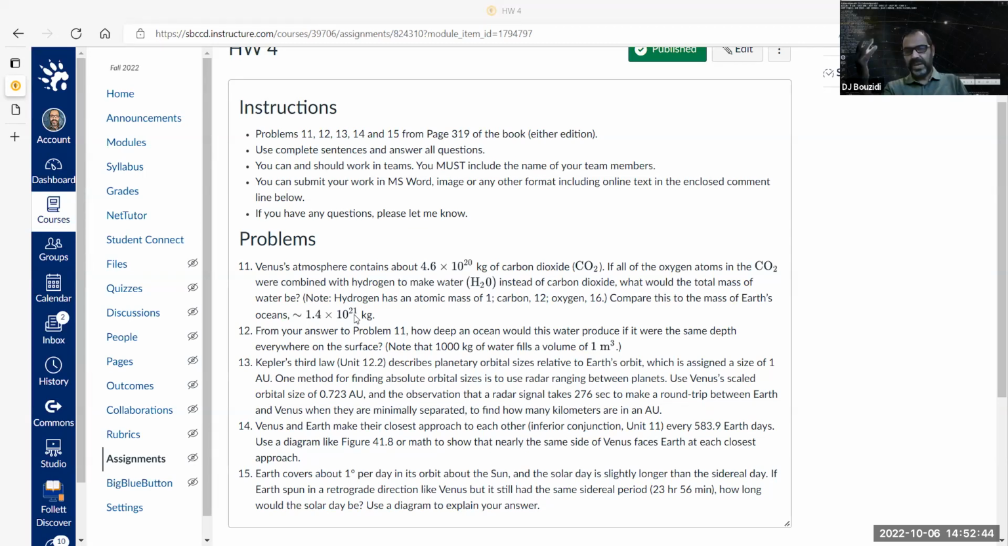Okay, even if you take all of the atmosphere of Venus, take all of the carbon dioxide in its atmosphere and convert it to water, still Earth will have more water. Just go ahead and do this problem.